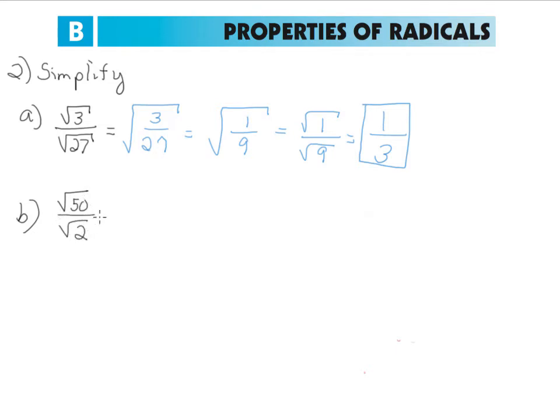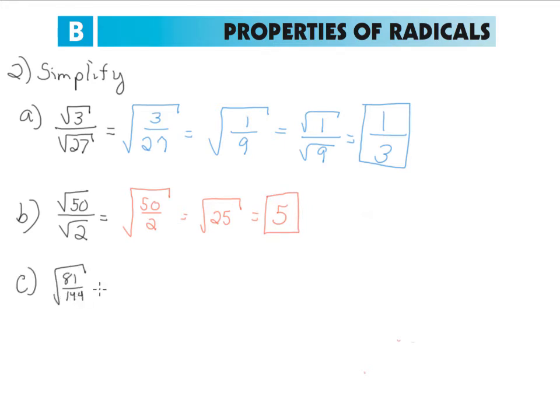The square root of 50 divided by the square root of 2. So we're going to rewrite this as a fraction underneath the radical. So that's going to be the square root of 50 divided by 2. Well, we know 50 divided by 2 is 25. So this is the square root of 25. Well, we know the square root of 25 is 5 because 5 times 5 equals 25.